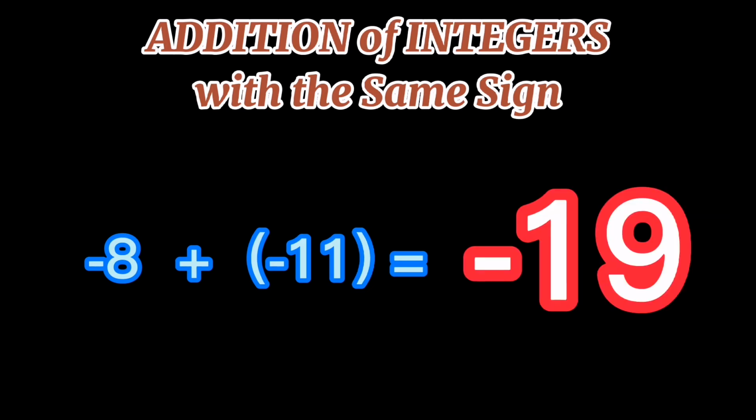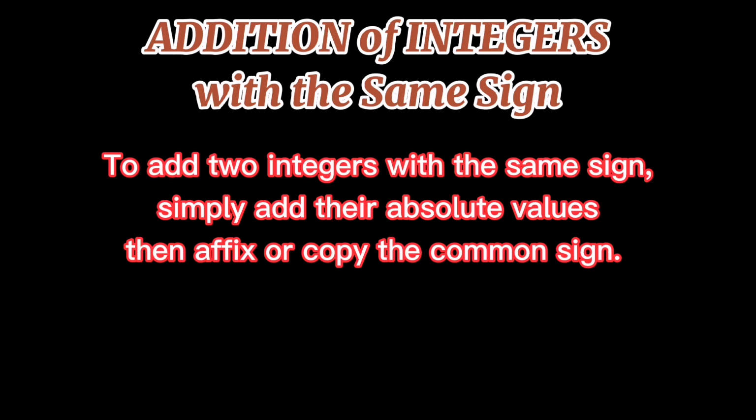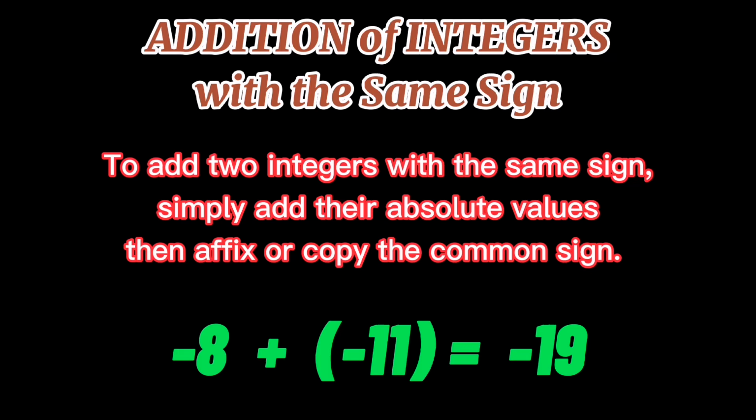If you got the correct answer, how do you add integers with the same sign? Alright, you have your own wording for this, but I bet it's perfectly equivalent to this. To add two integers with the same sign, simply add their absolute values, then affix or copy the common sign. So for -8 plus -11, we will have 8 plus 11 for their absolute values, and that is 19. And then we affix the common sign, which is negative, and therefore the sum is -19.